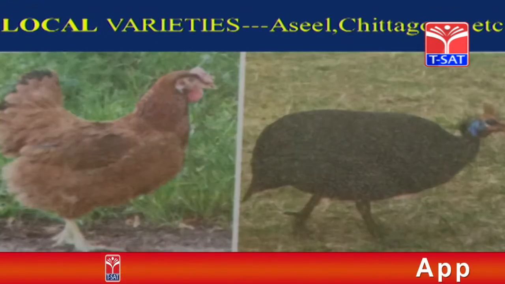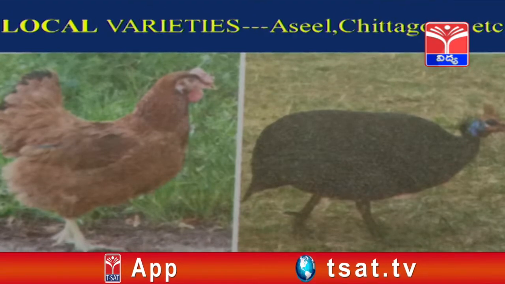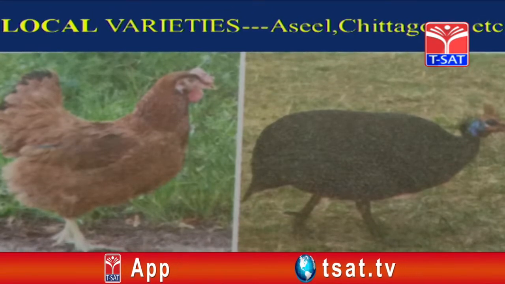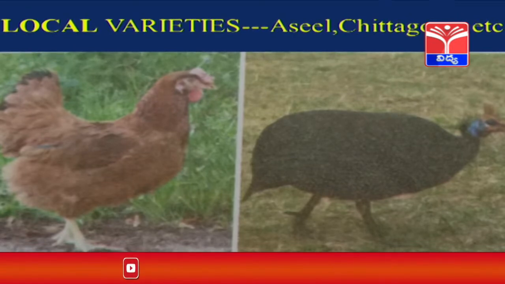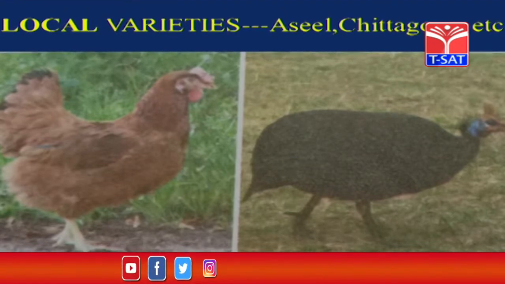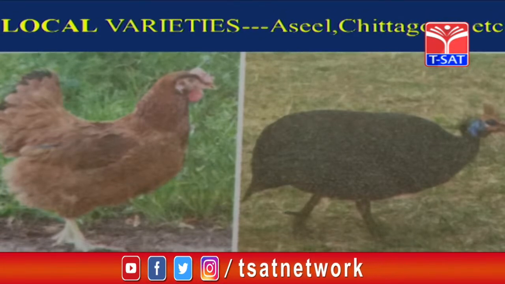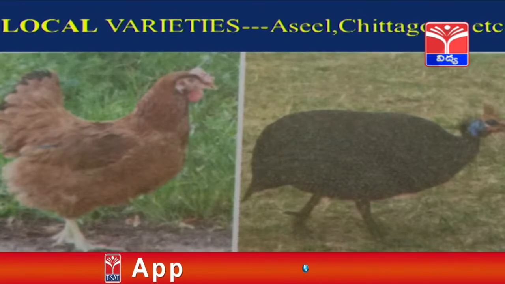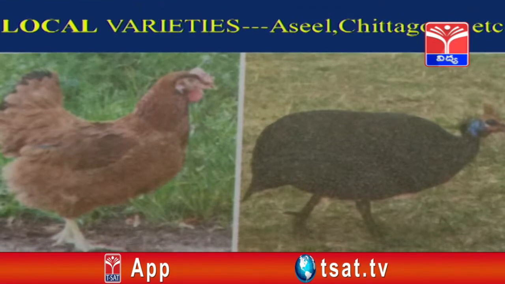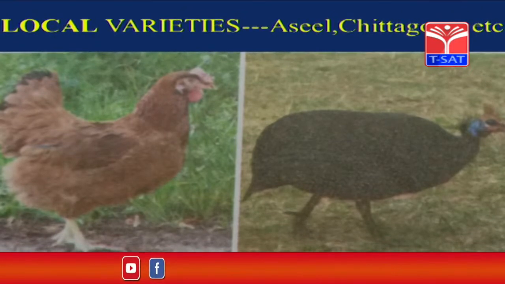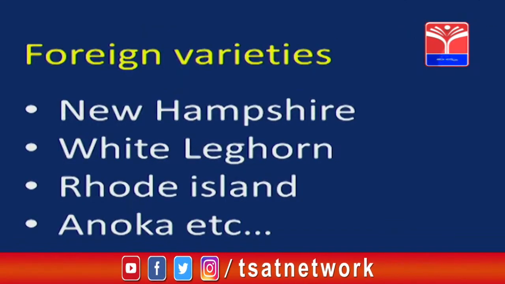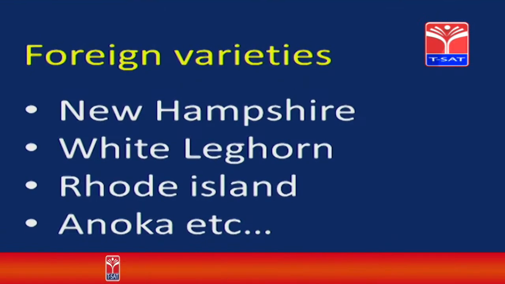And coming to the local varieties. Local varieties are Asil, Chittagong, Kadaknath. So, these are the local varieties of hens, and you know that local varieties will be grown by normal village people themselves, and they will be undergoing the brooding process by themselves here. And not only that, these local varieties are prone to different types of diseases, etc. Now, foreign varieties are New Hampshire, White Leghorn, Rhode Island, Anoka, etc.